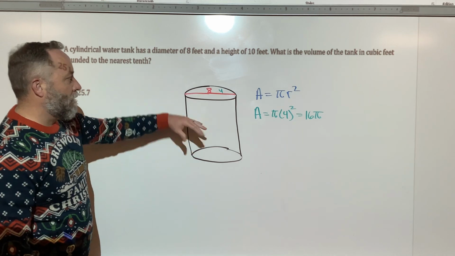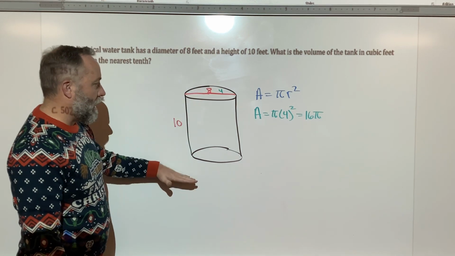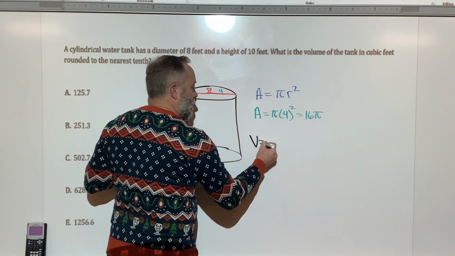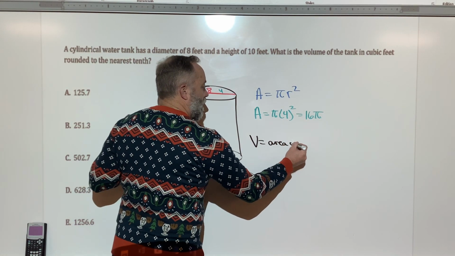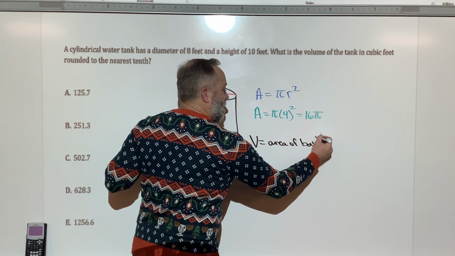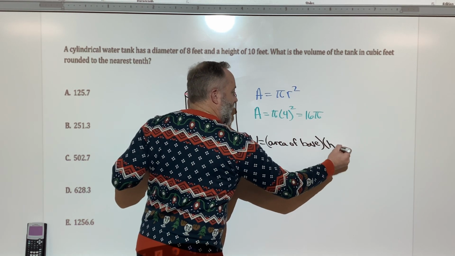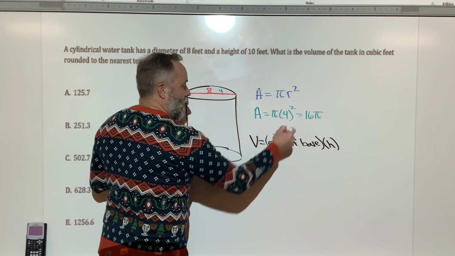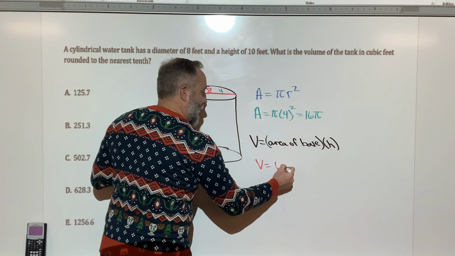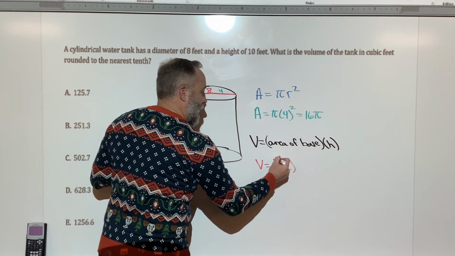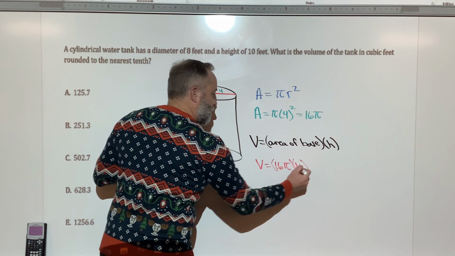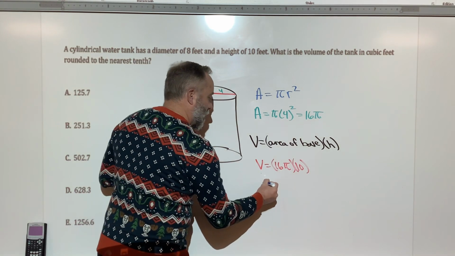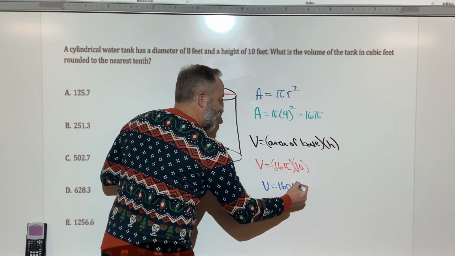So again, to find the volume, you take the area of the base and you multiply it by its height. So in this case, the volume, we'll write it this way, area of base times the height. And for the area of our base, we just said was that 16 pi. So now we have 16 pi times 10, which if you do 16 times 10, that's 160. So our volume is 160 pi.